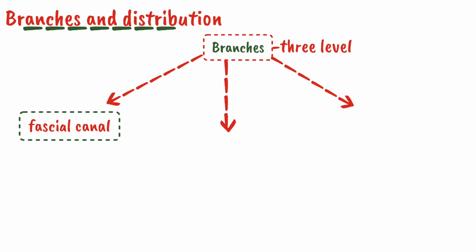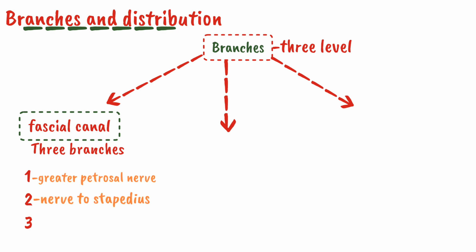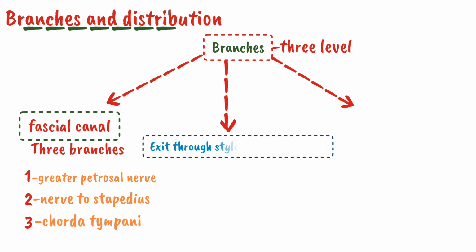When the facial nerve passes through the facial canal, it gives 3 branches. The first one is the greater petrosal nerve, the second is the nerve to the stapedius, and the third one is the chorda tympani. The second level is when it exits from the stylomastoid foramen.